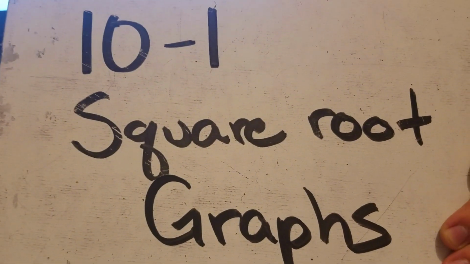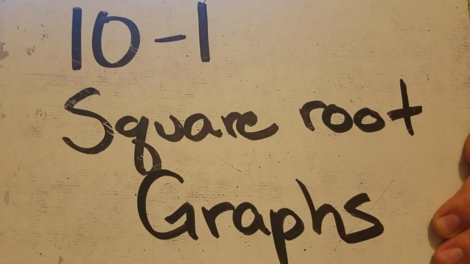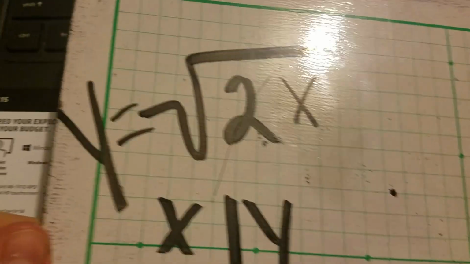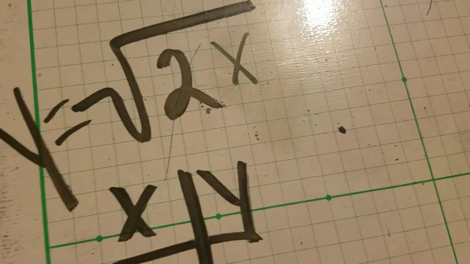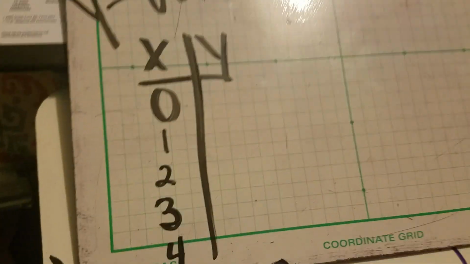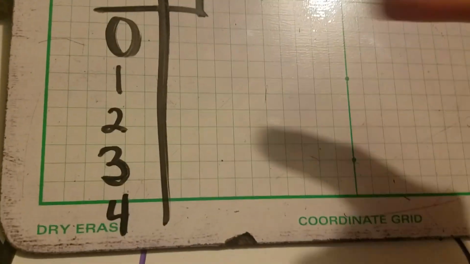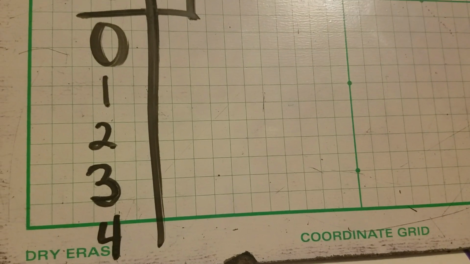So to start off with, we are going to do 10-1, which is going to be square root graphs. For today, all of our graphs are going to have a radical sign in them. And the easiest way to graph these is, I say graph, you say table, and take my word on it that these are the 5 points you want to use today.